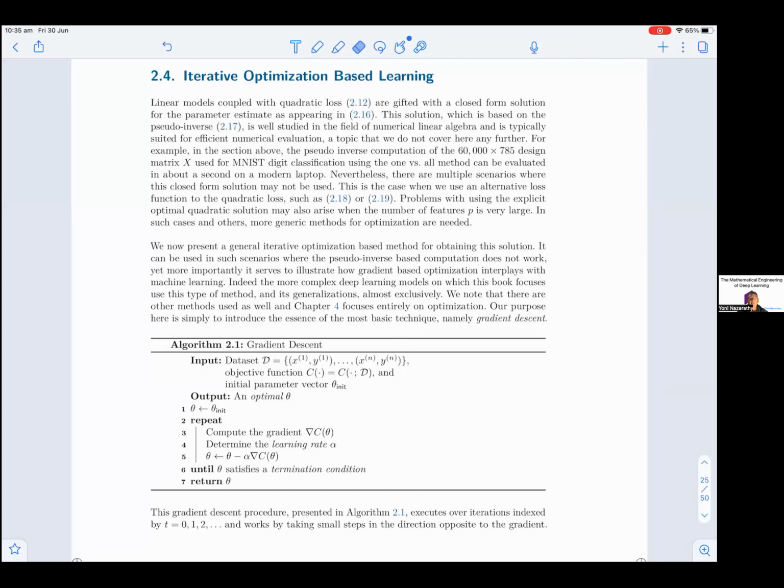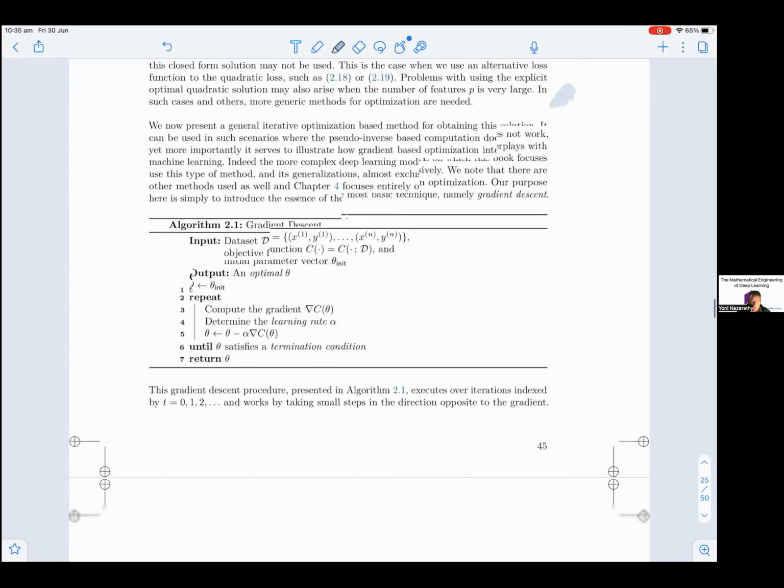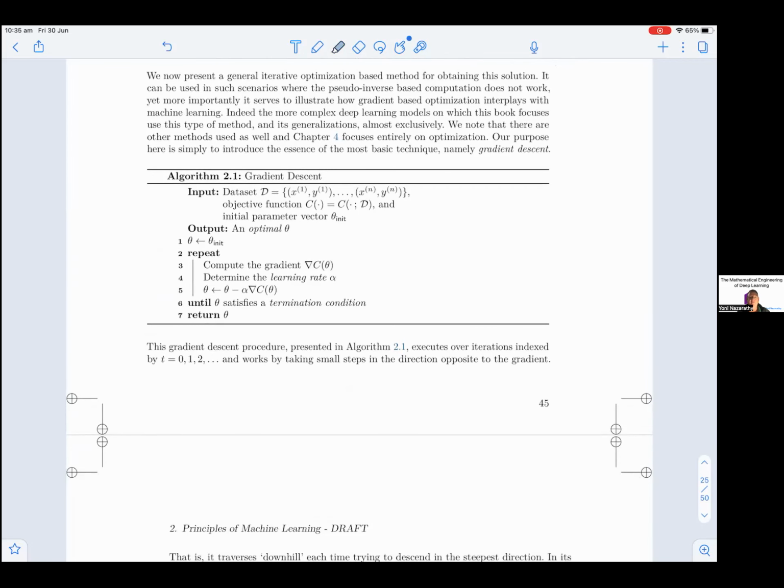Problems with using the explicit optimal quadratic solution may also arise when the number of features P is very large. In such cases and others, more generic methods for optimization are needed. We now present a general iterative optimization method for obtaining this solution. It can be used in such scenarios where the pseudo-inverse based computation does not work, yet more importantly, it serves to illustrate how gradient-based optimization interplays with machine learning. Indeed, the more complex deep learning models on which this book focuses use this type of method, and its generalization, almost exclusively.